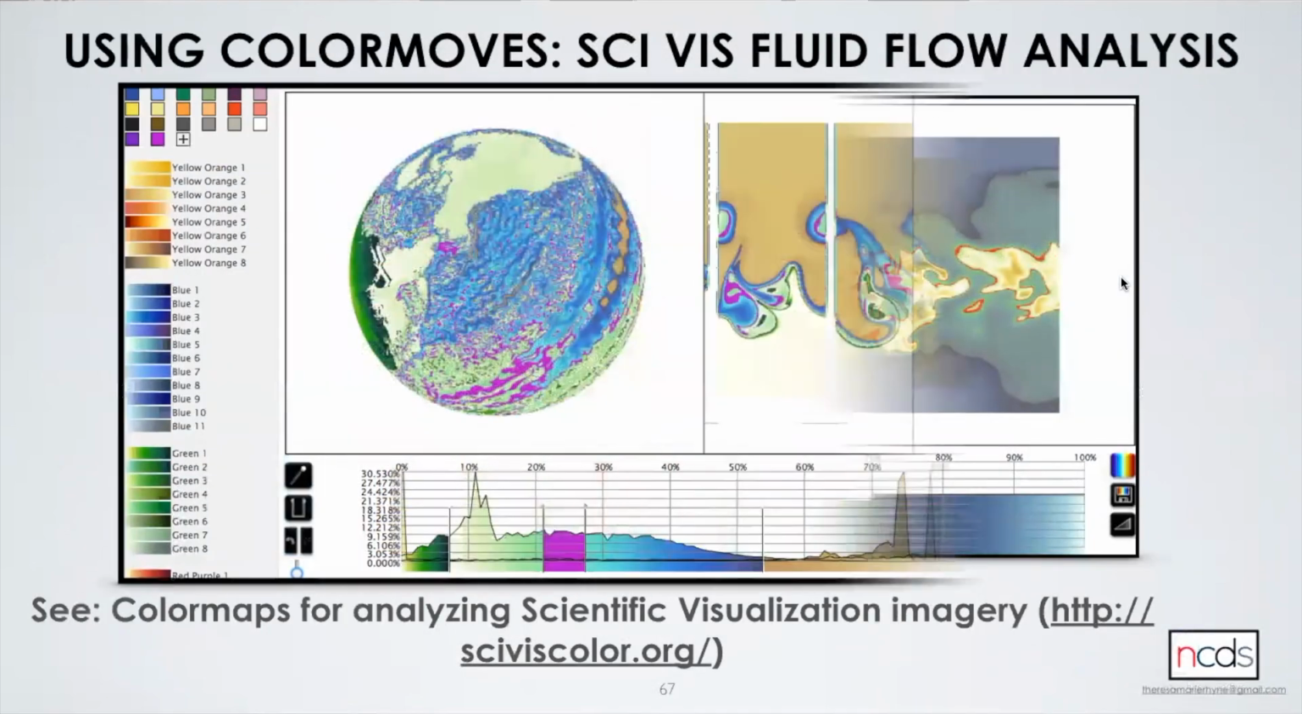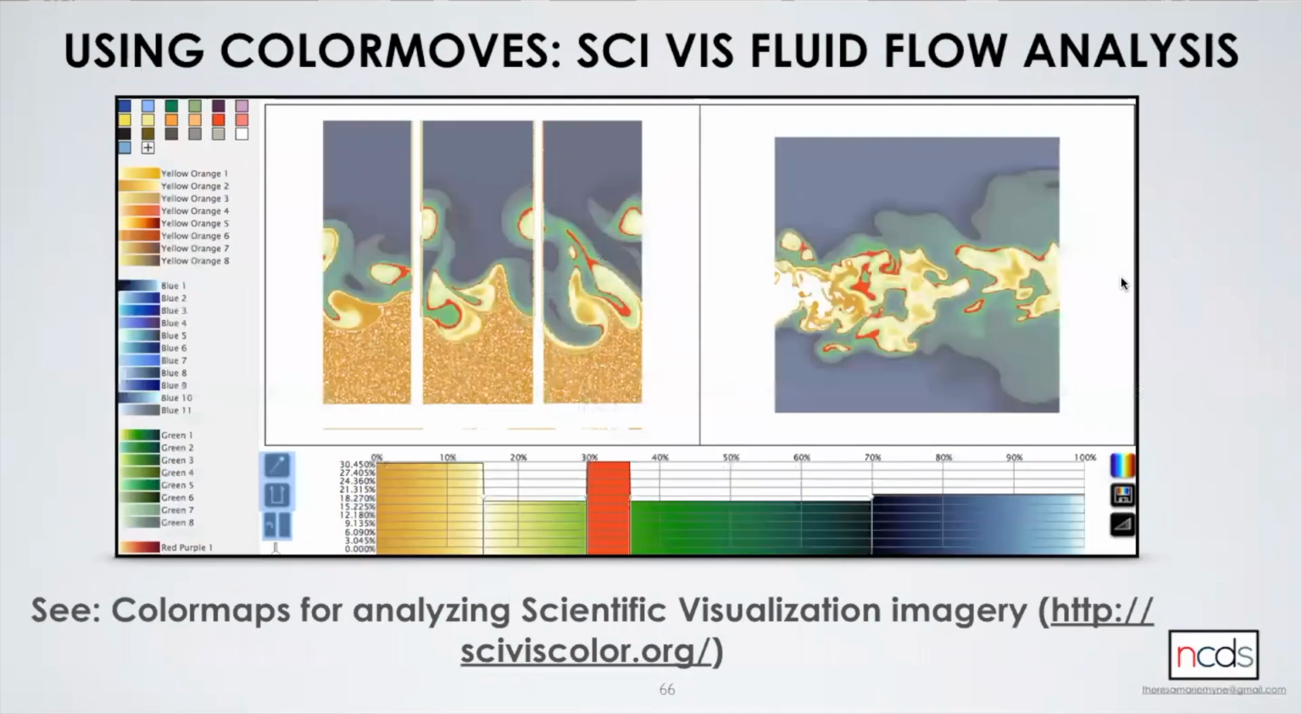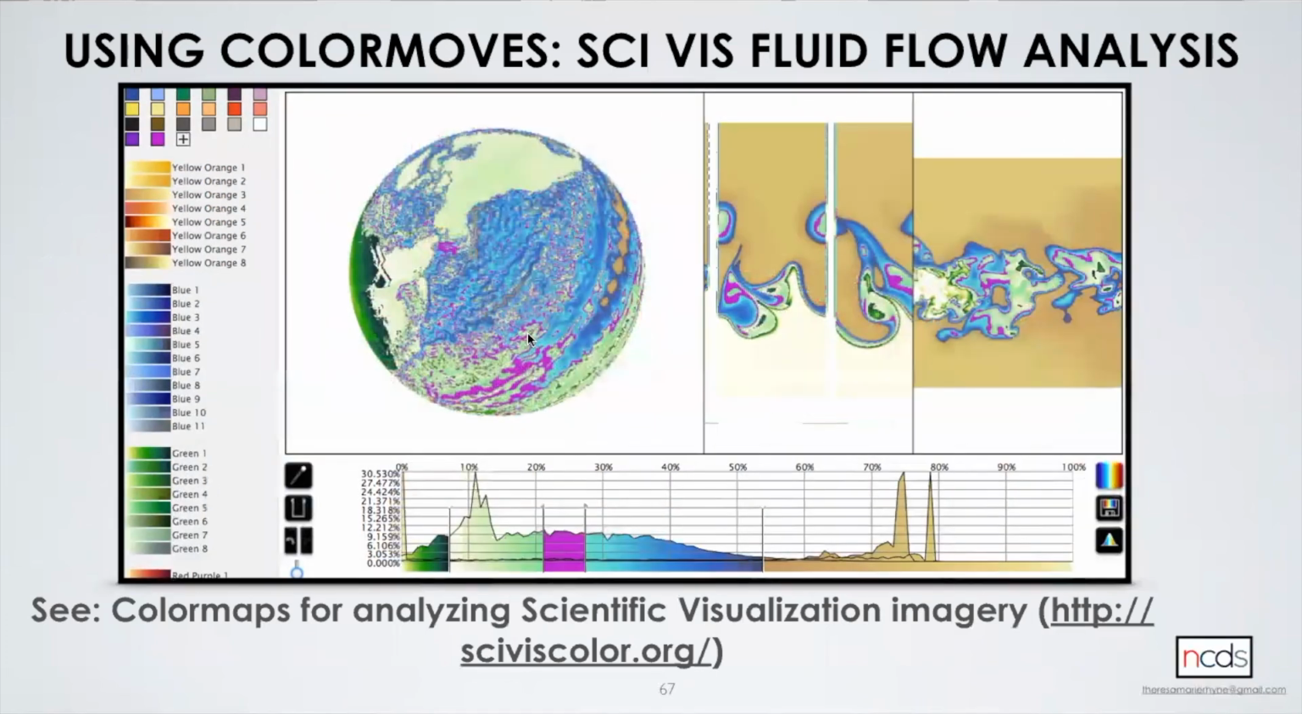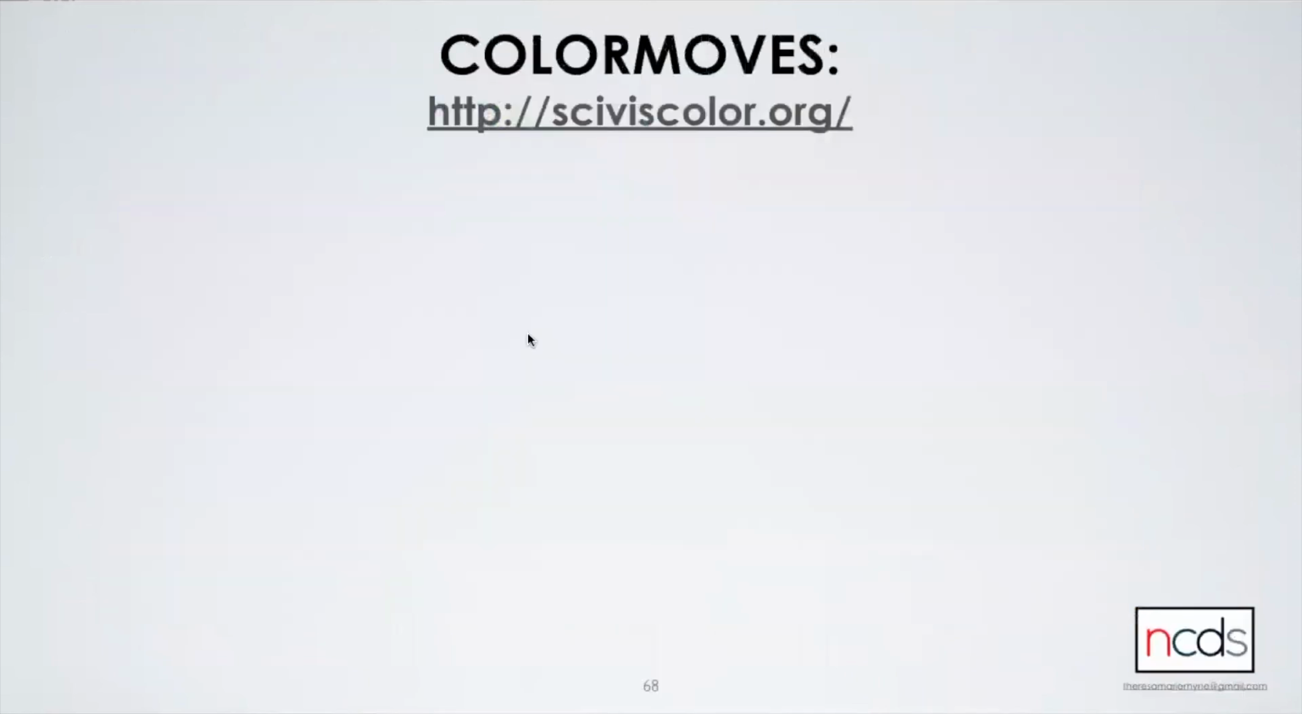This is the folks at Los Alamos. They have a tool called Color Moves where they can take fluid flow visualization and colorize it right in here to emphasize particular patterns in the fluid flow. It's a pretty powerful tool if you're interested in it further. They can take climate data as well and visualize it.